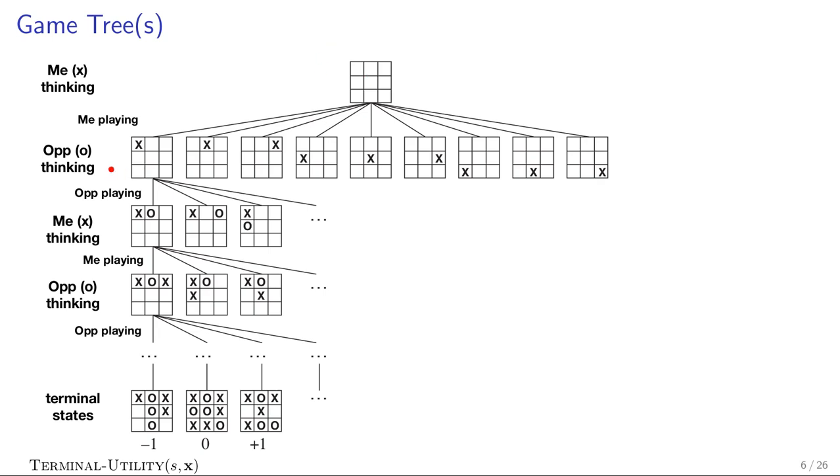Okay, so it has these levels. It's always on let's say odd levels, it's me on the move, and on the let's say even levels, it's the opponent's move.